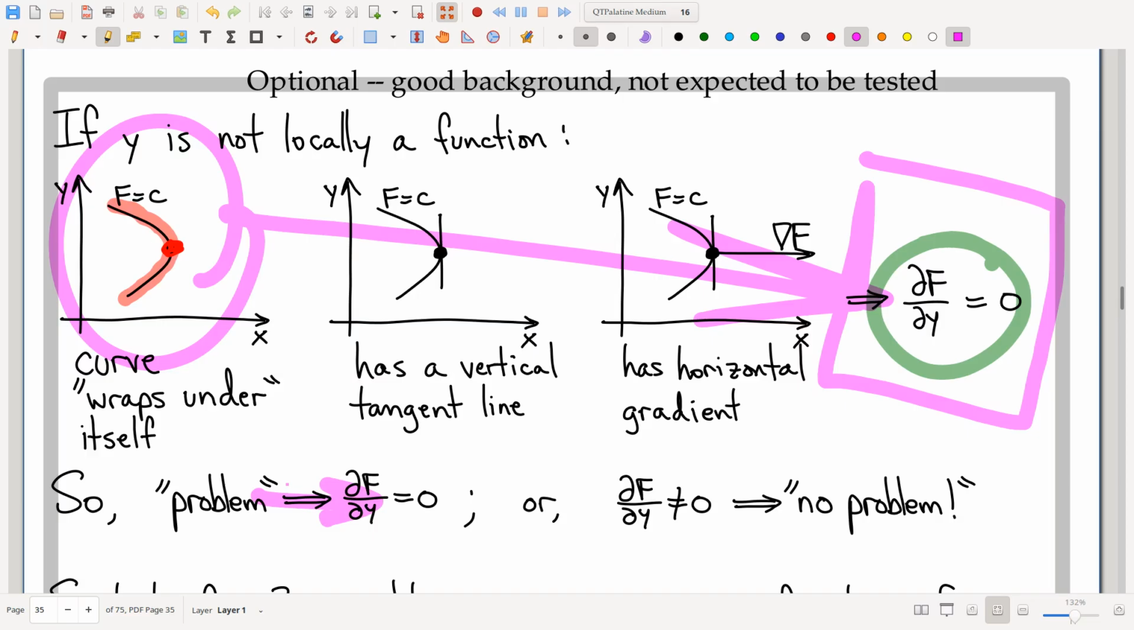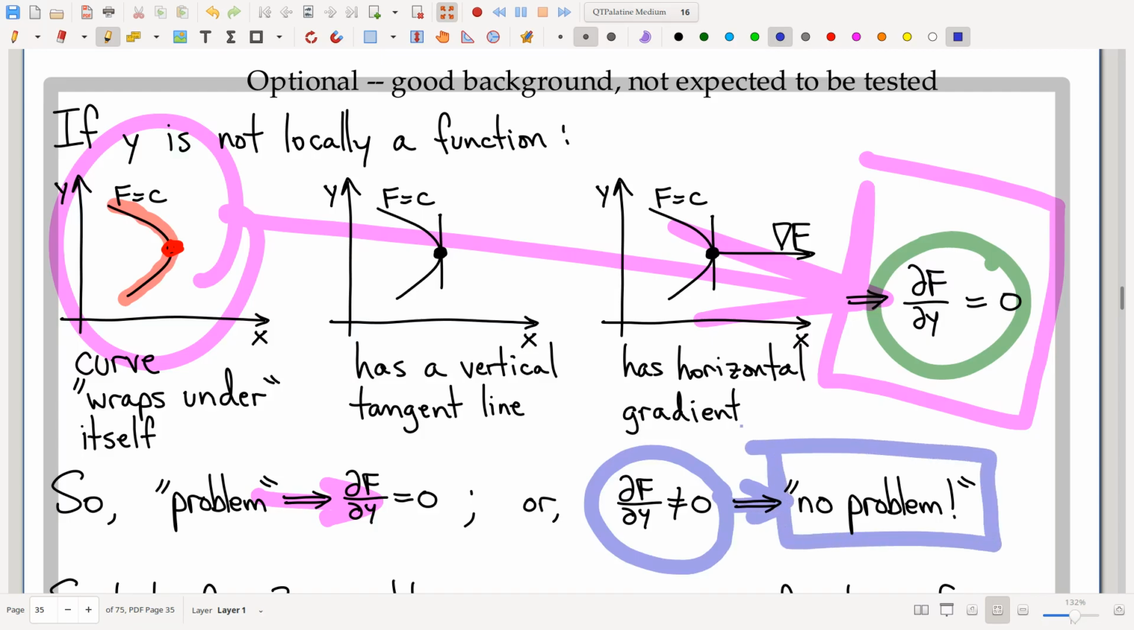And now we're going to write down the contrapositive. This is an important little logical construction. If P implies Q, then not Q implies not P, right? If that partial derivative is not 0, then there's no way you could have a problem. The problem would have caused that to be 0. So not 0 means no problem. So this is our first example of the implicit function theorem. Take the partial of f with respect to y, confirm that it's not 0, and then you're all good. You can view y as being locally a function.